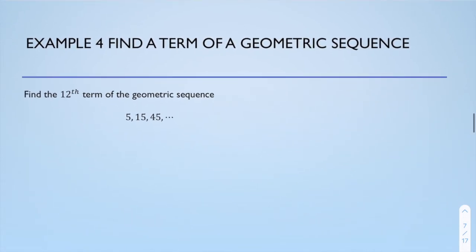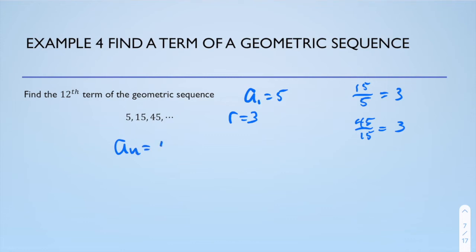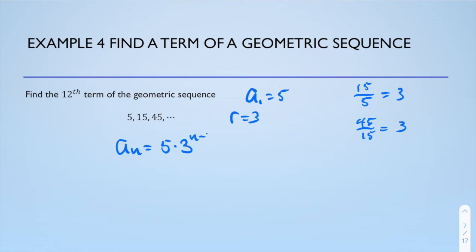In example 4, we're being asked to find a term of a geometric sequence. So this one's saying find the 12th term of the geometric sequence, and notice a sub 1 is 5. So if I took 15 and divided it by 5, because that's the second term divided by the first term, I get 3. And let's see if that happens again. 45 divided by 15 is also 3, so we're good. We have an r then of 3. So we can say a sub n is equal to 5 times 3 raised to the n minus 1 power. And so we want to know what the 12th term is, so that's going to say a sub 12 is going to be 5 times 3 to the 12 minus 1, or 5 times 3 to the 11th.